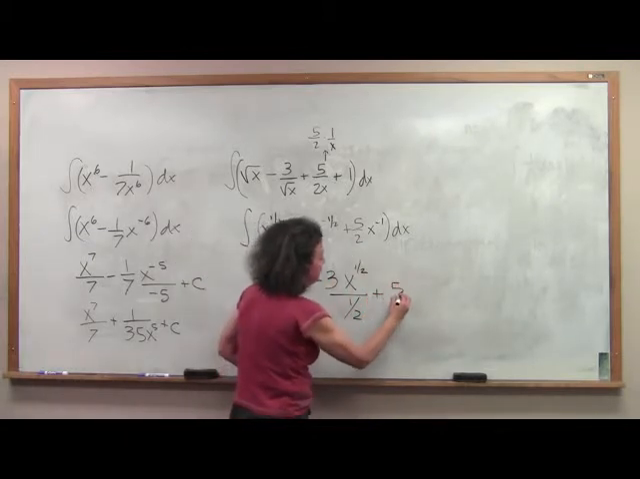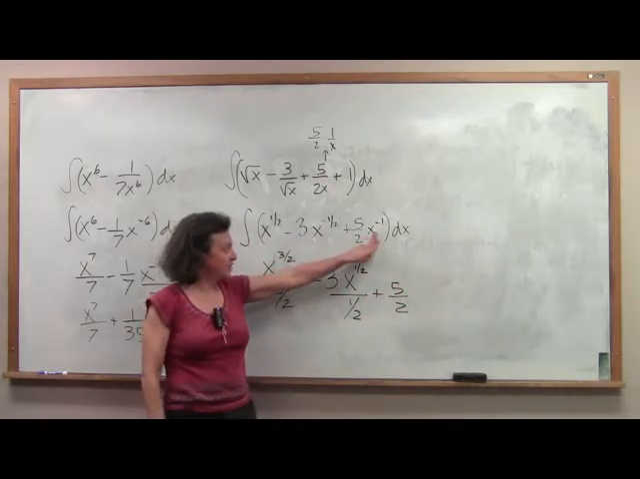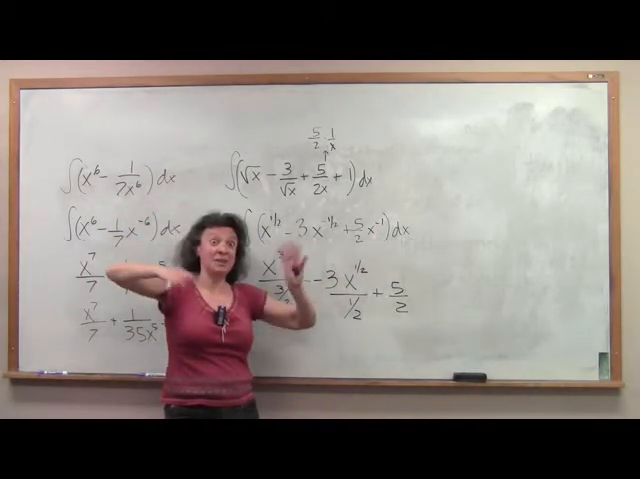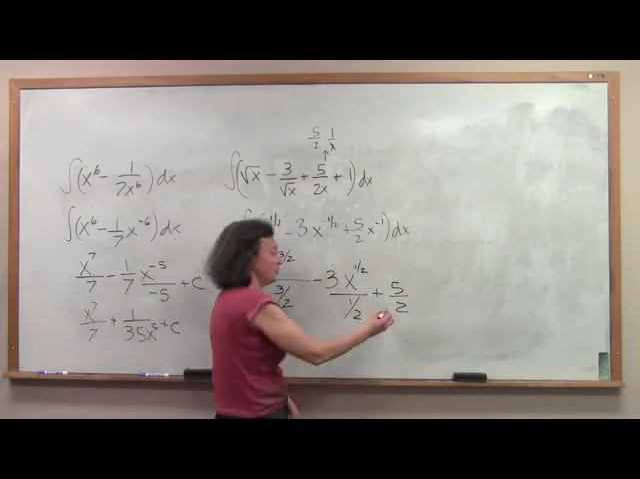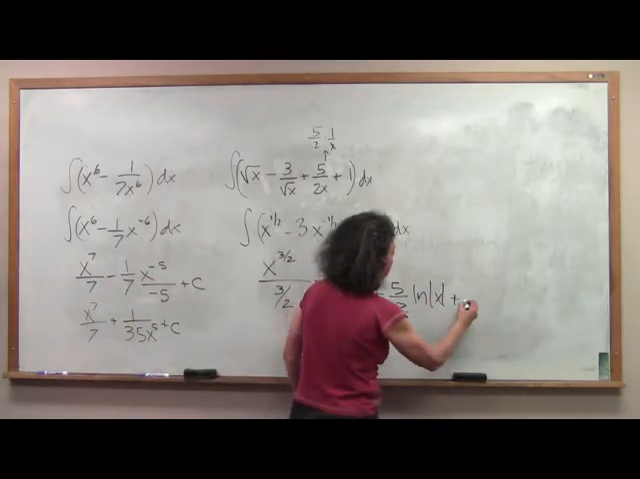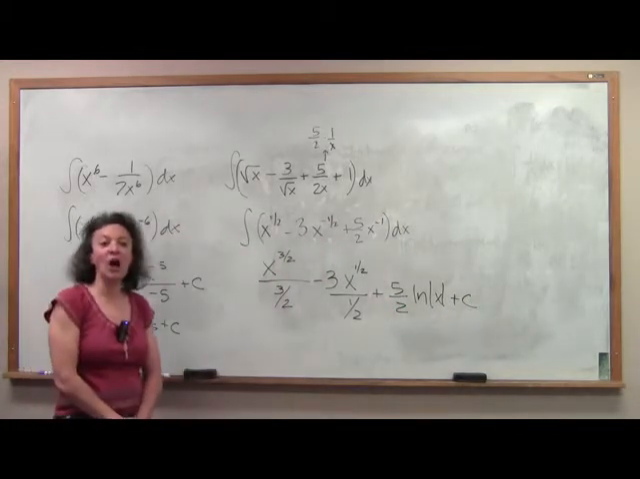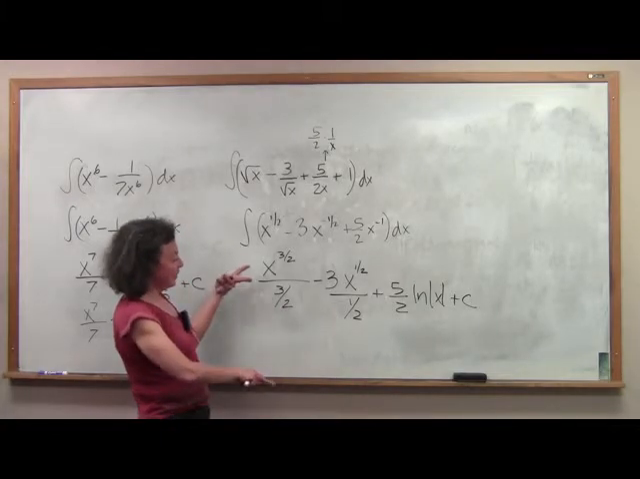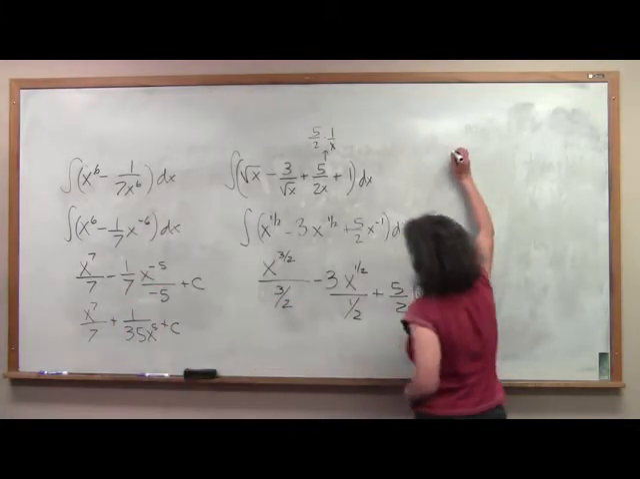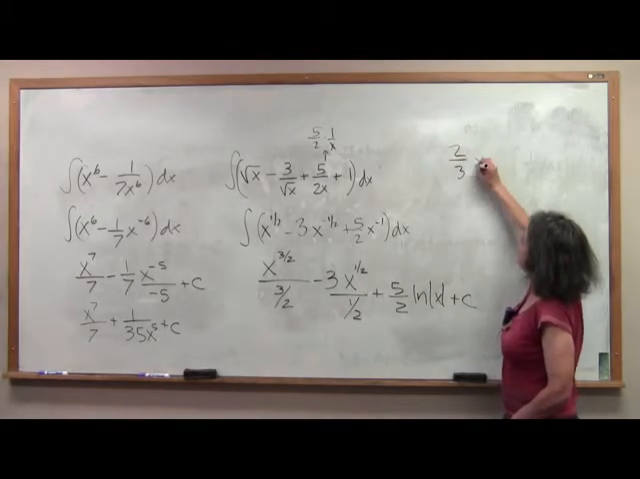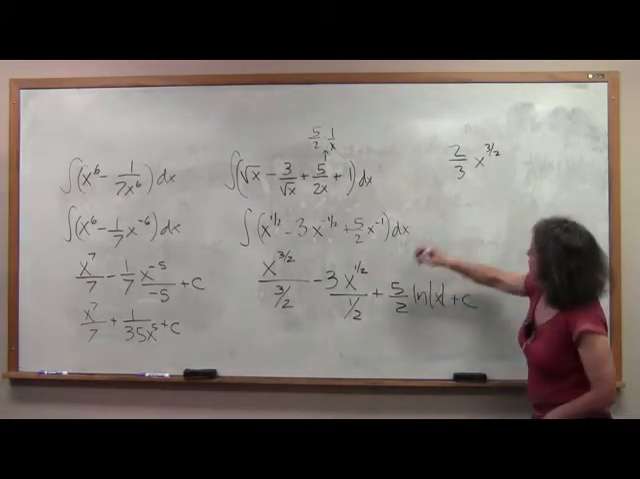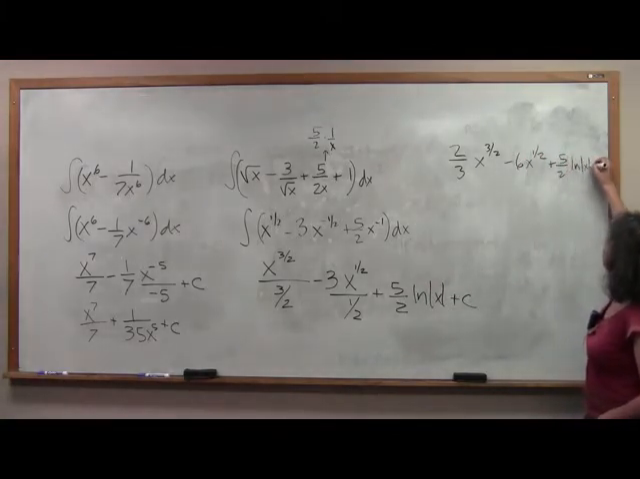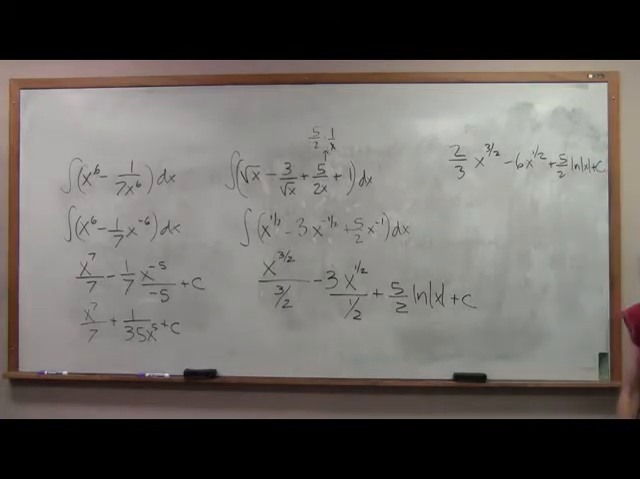And this guy, if you went to take the antiderivative, you would get x to the 0 over 0, and then it's like, red alert, something's wrong, you can't divide by 0. And then you'd be like, oh yes, I remember, that's our natural log. So the way I would write this in final form is, when you divide by a fraction, you multiply by the reciprocal. So I would rewrite that as 2/3 x to the 3/2 minus 6x to the 1/2 plus 5/2 log x plus c.